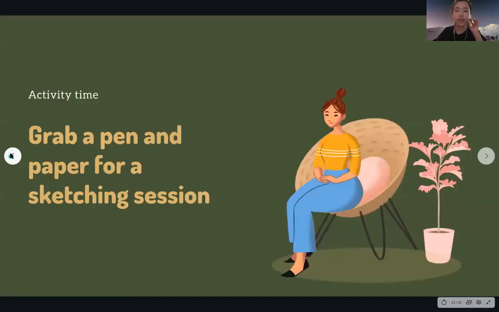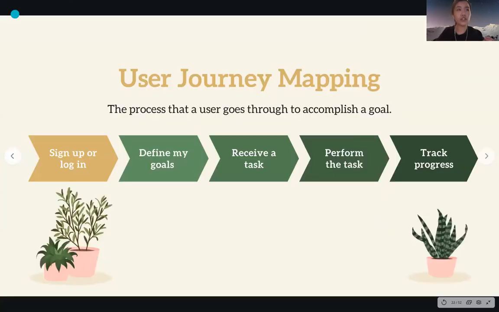Another good thing is that if you're stuck for ideas, you can always reference the journey map, and that helps to provide a structure for how you might approach the problem. So maybe each of the steps could represent a square on your sketch.